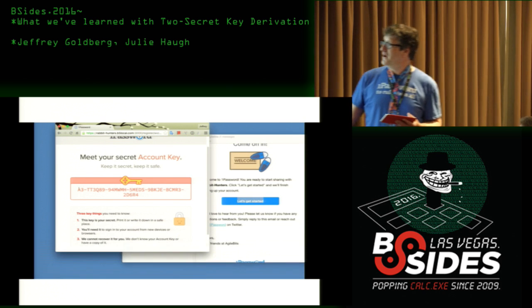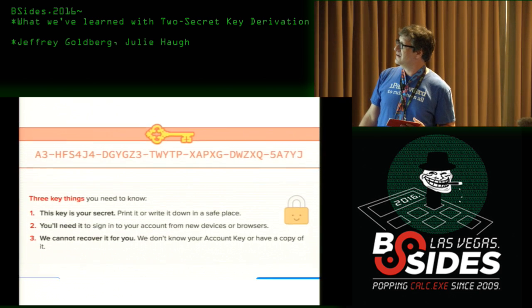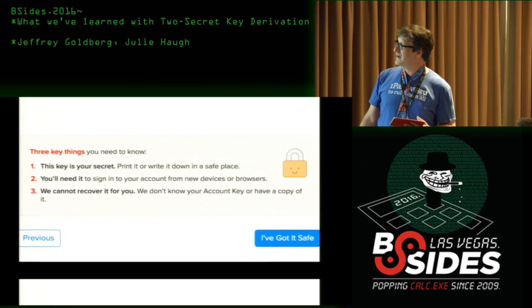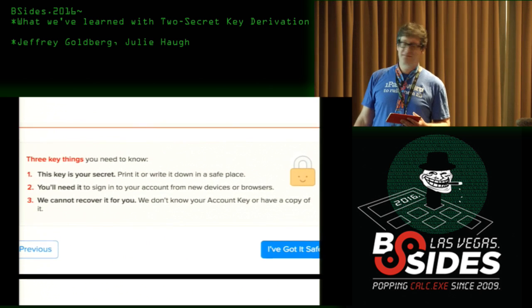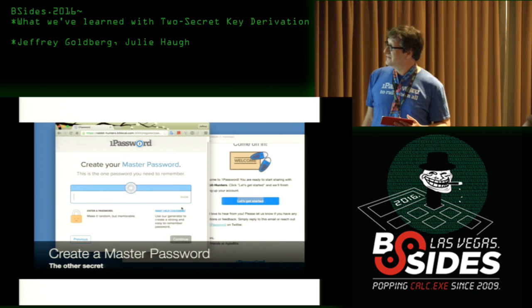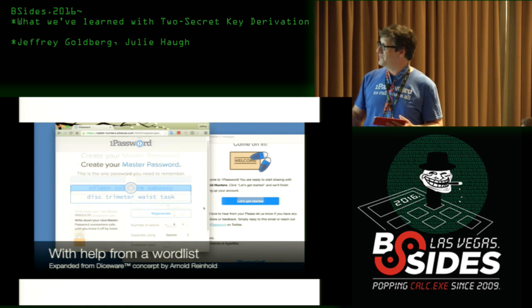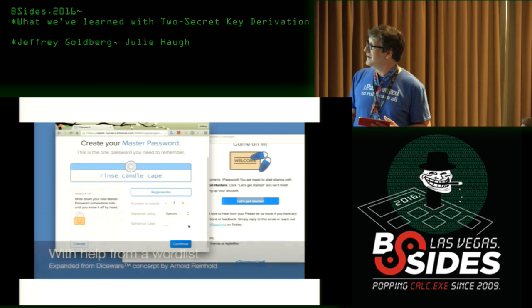And now you are given your account key. Now, the first part of it is non-secret information, but the bulk of it is secret. So there's actually an account identifier at the beginning of it. And so it was selectable. You saw a copy operation. She saved it someplace. OK.